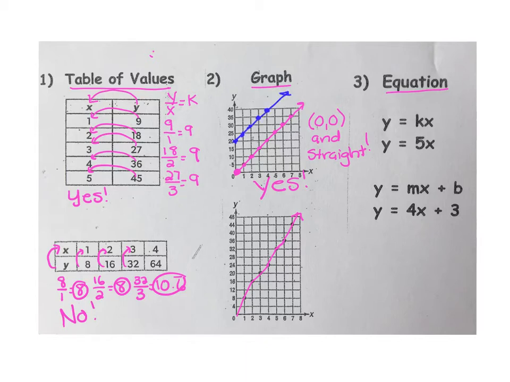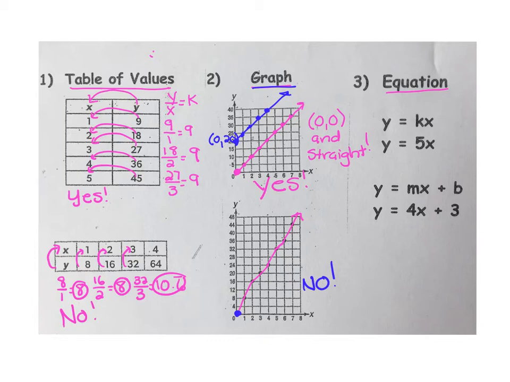Had we been given the blue line, it would have failed the test. The blue line, of course, is straight. However, it doesn't start at the origin. It is anchored here at 0, 20. So it would fail the test. It would not be proportional. And if you look at the second graph, well, it does start at 0, 0, but it's certainly not straight. So no, it is not a proportional relationship. So that's how you determine when you're given a graph.